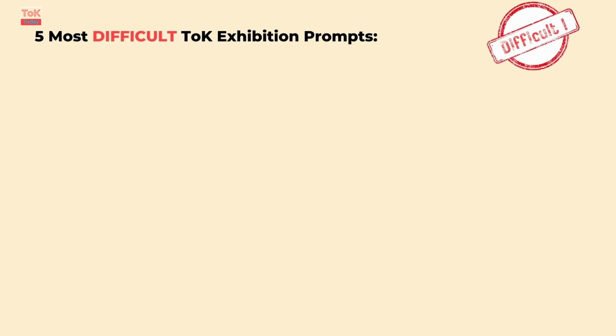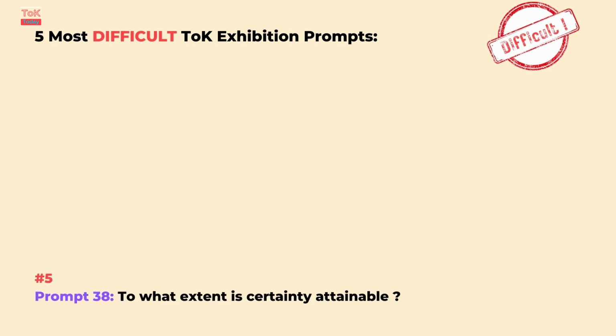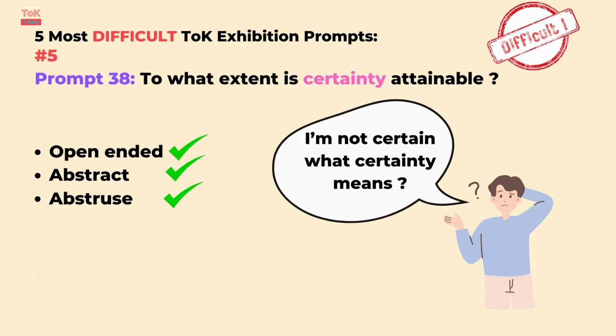So the 5th most difficult TOK exhibition prompt, according to my criteria, is prompt number 38, to what extent is certainty attainable? This prompt gets low ratings in all 3 categories. If you were to choose this prompt, you would have to be pretty certain of your understanding of certainty.